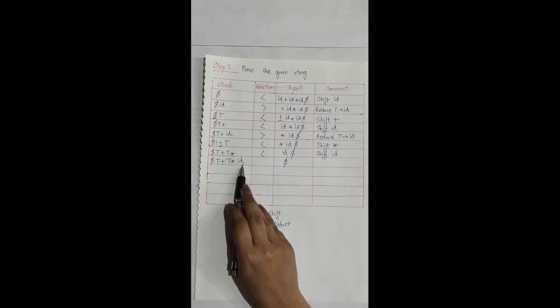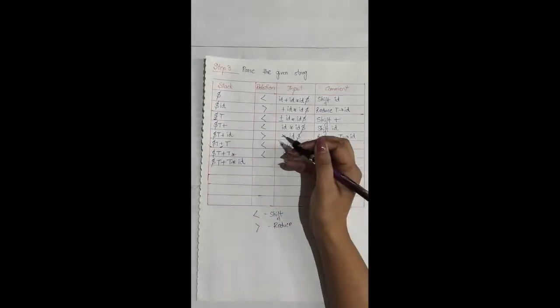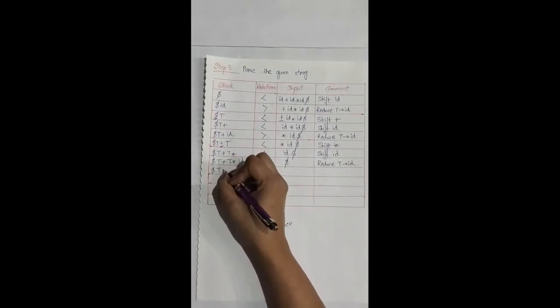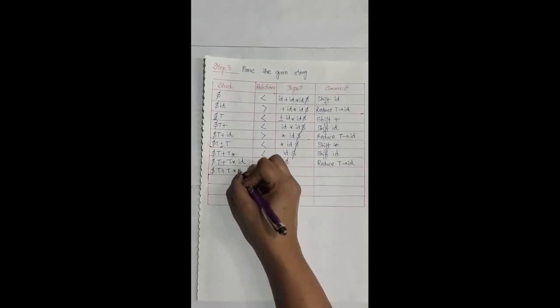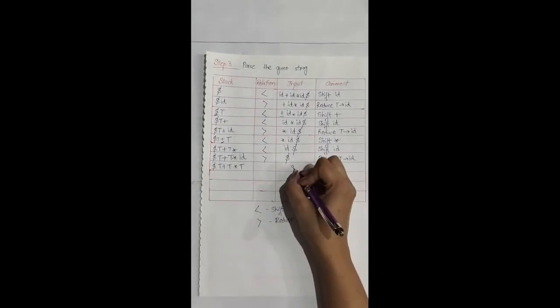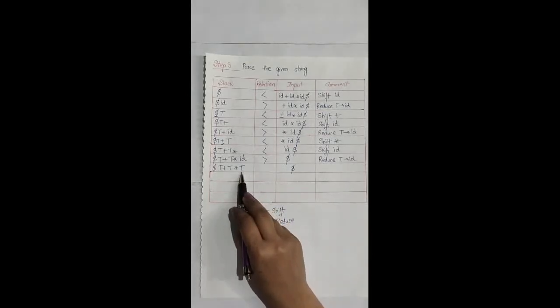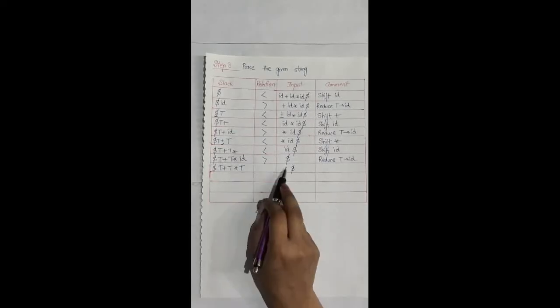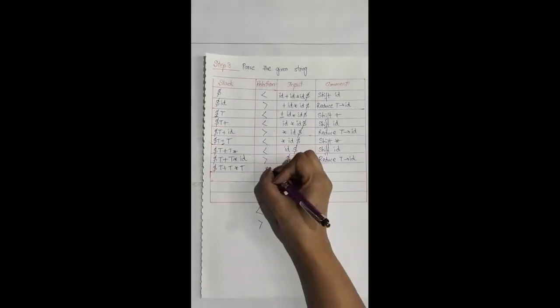Now dollar, compare ID and dollar. Which one has a higher priority? Identifier. So this means reduce action. Reduce ID by T. So in the stack substitute ID with T. Now we are left with dollar. Now top of the stack T, but this is a non-terminal. We cannot compare. Come to next, that is asterisk. Asterisk and dollar. Higher priority asterisk.